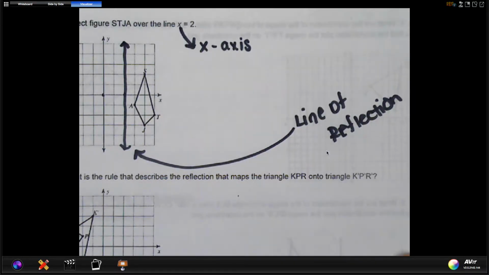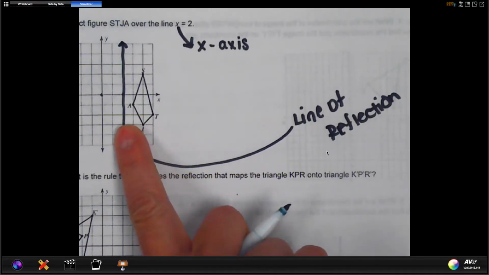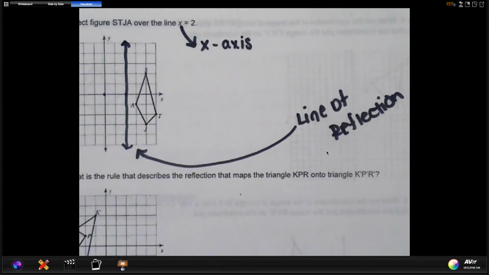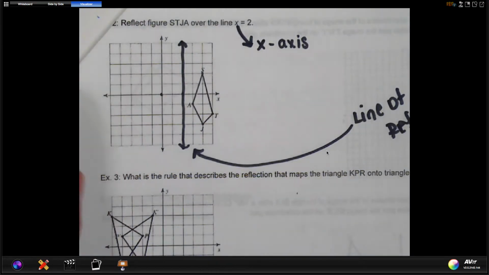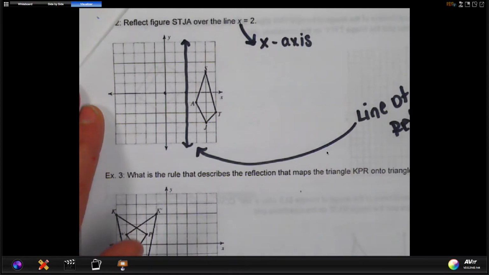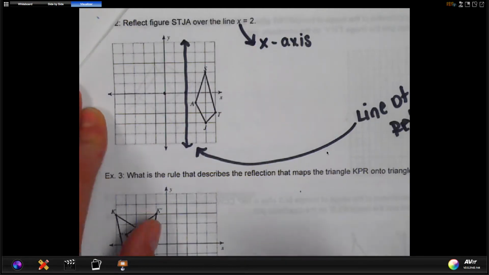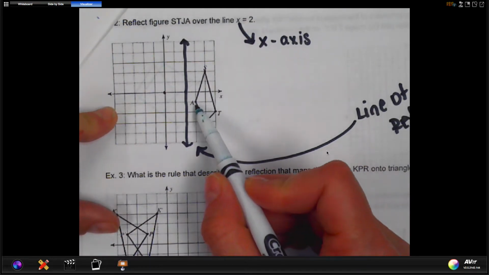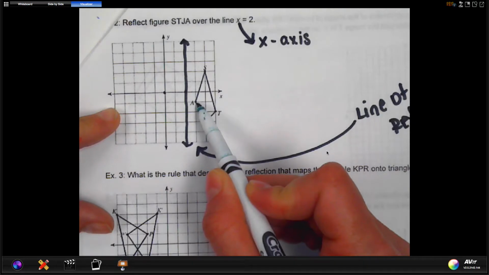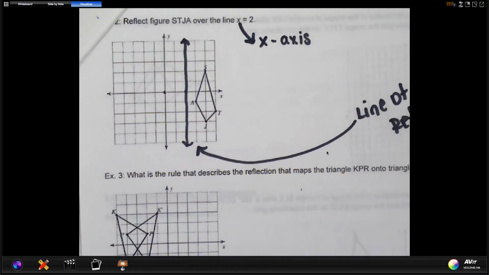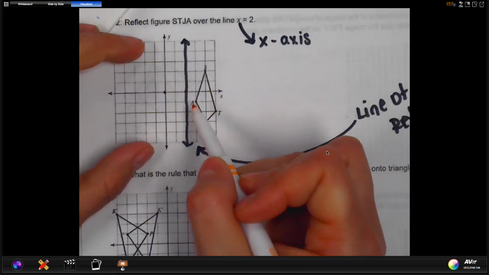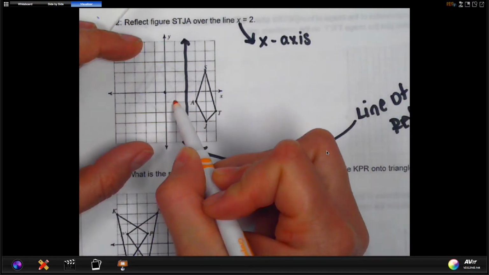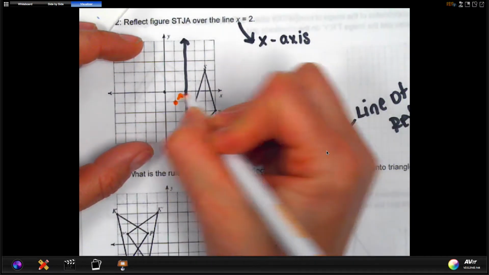Now, we're going to flip this figure over this line. So, instead of going up and down, we're flipping it over a vertical line. Let's start with the point A. A is 1 unit away to the right of our line of reflection. So, to reflect it, we're going to count 1 unit to the left on that same line. If we go 1 unit to the left, A prime should land right here.